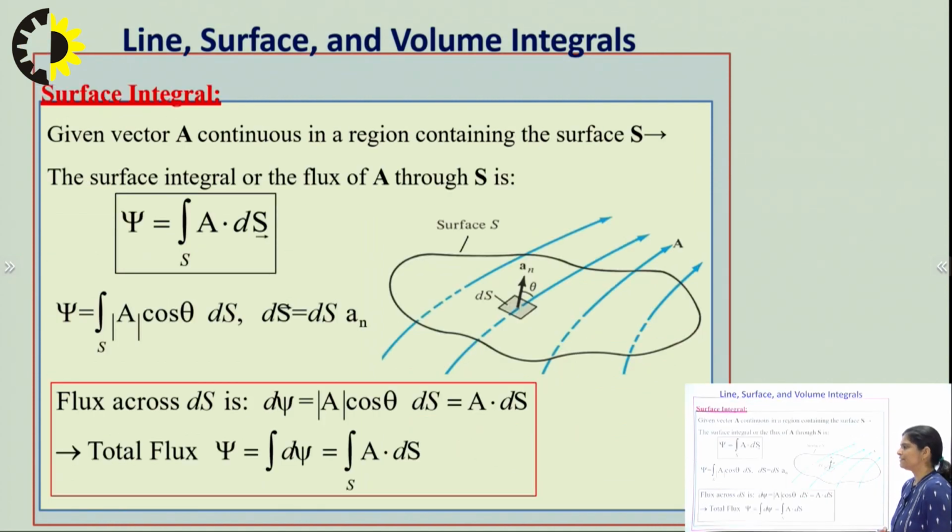Now the surface integral. The surface integral, or flux of A, is represented as flux, which is equal to the integration of A dot ds. This is the surface, this is the surface area. Here we can see this is the unit vector, and you are considering the angle between the unit vector and the surface. This is your field. Write it as we have done in the line integral: for the surface integral it is A dot ds, and in the line integral it is A dot dl. So flux is equal to the integration of A dot ds.